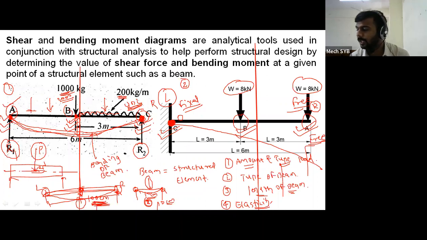So this is related to the basic introduction of the shear force and bending moment. Why shear forces are developed, why bending moments are developed, that I have explained. Why? Because beams are subjected to a number of loads.